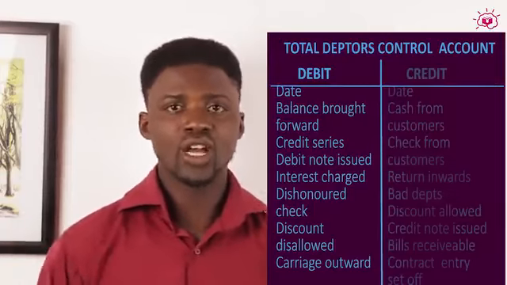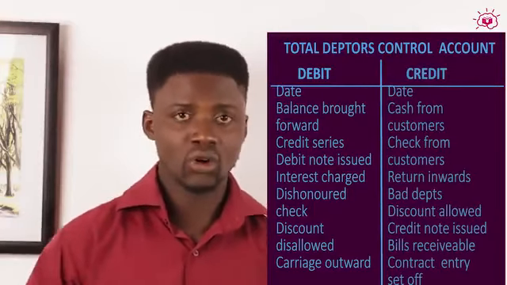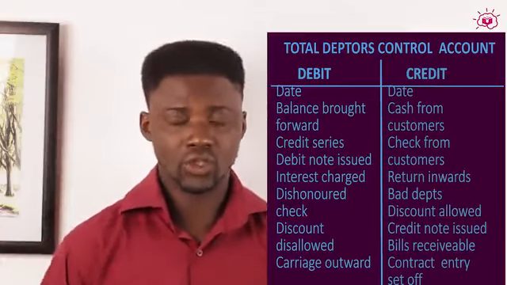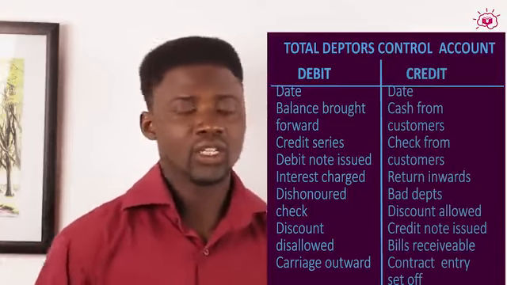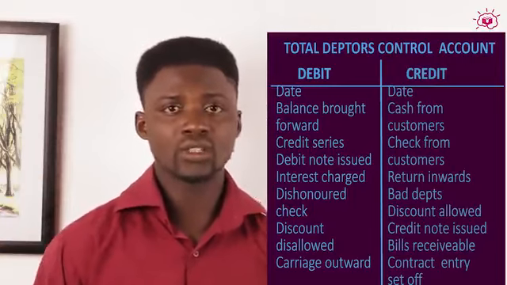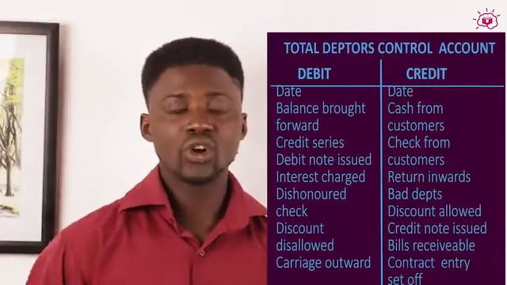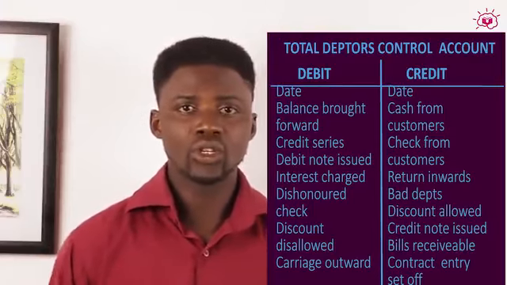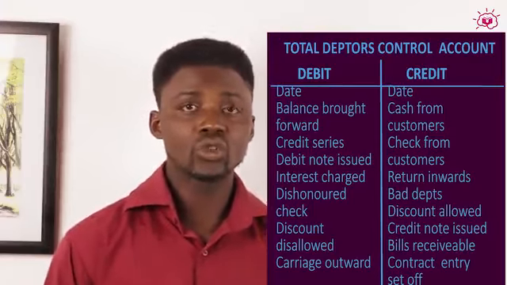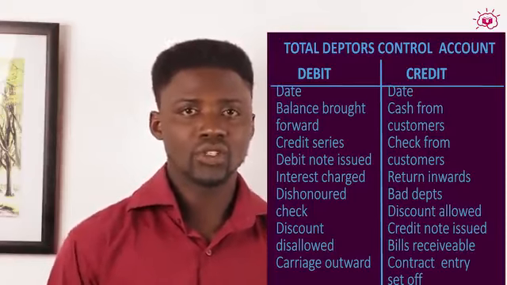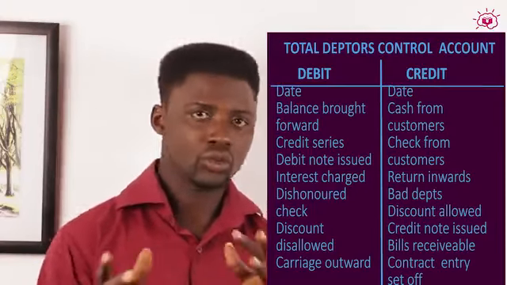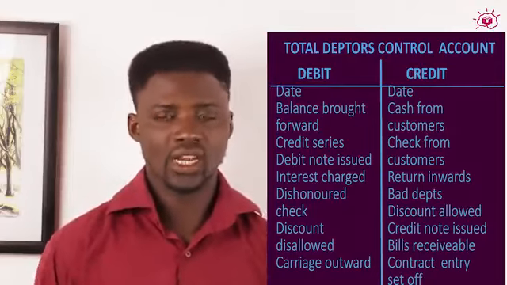Then on the credit side, you have January, the same year, or February or March, whatever month you are given. You have cash from customers, that's the first cash you receive, and the check from customers, then the returns inwards, and you have the bad debt, you have the discount allowed, you have the credit note issued, and bills receivable, then contra entry set off. Then when you deduct from each other, you have your balance carried down.